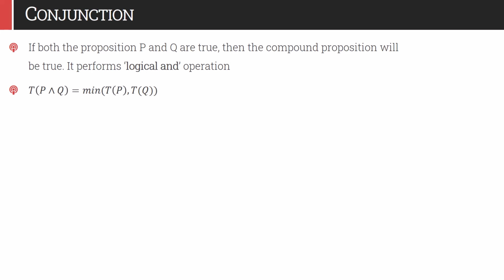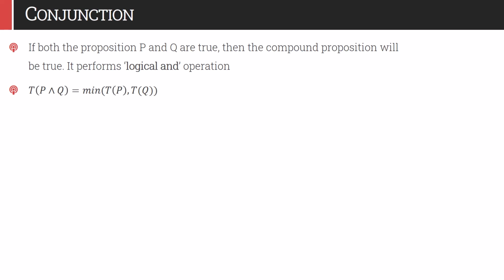Conjunction is the same as intersection. The truth value of the compound proposition is true only if both individual propositions are true. If both propositions P and Q are true, then the compound proposition will be true, and it basically performs the logical AND operation. Okay?